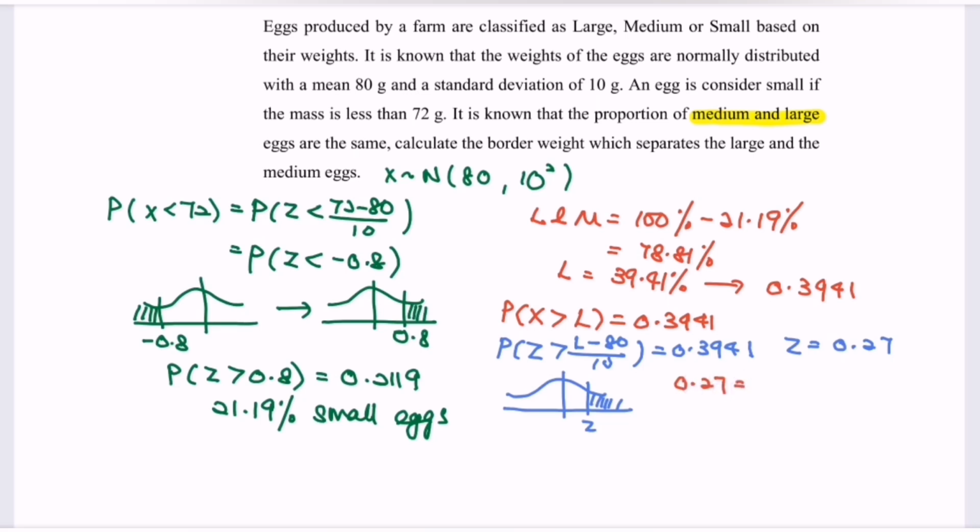Based on the calculation, 0.27 equals (L minus 80) over 10. So we have L equals 0.27 multiplied with 10, so we have 2.7 plus 80. So the weight for the L size would be 82.7 gram. That is the border weight which separates the large and also the medium eggs.